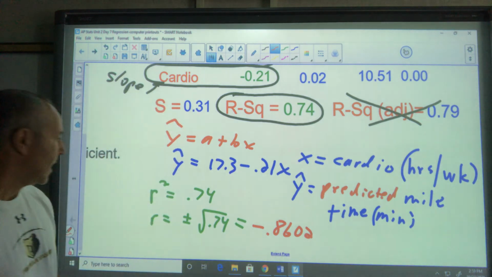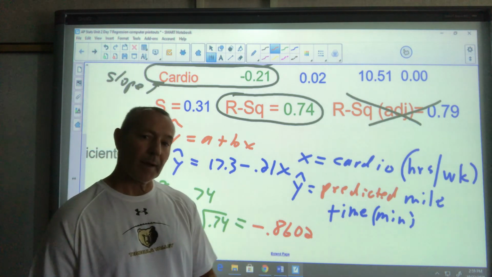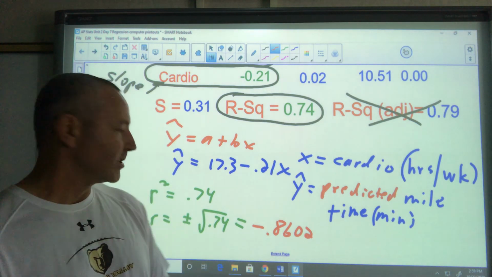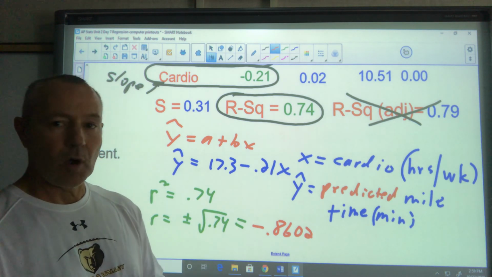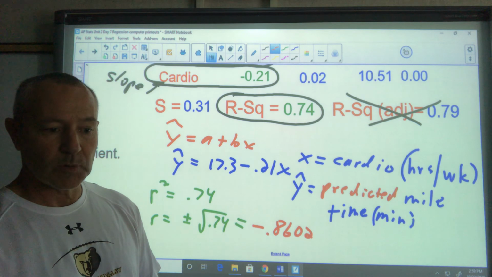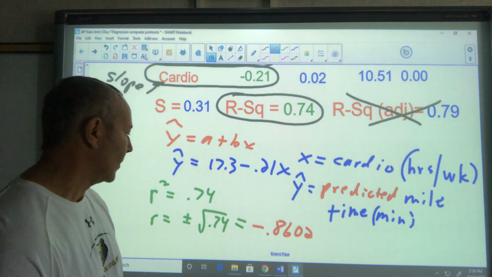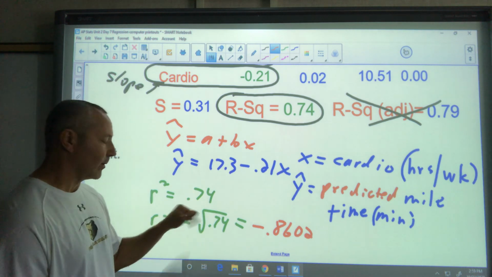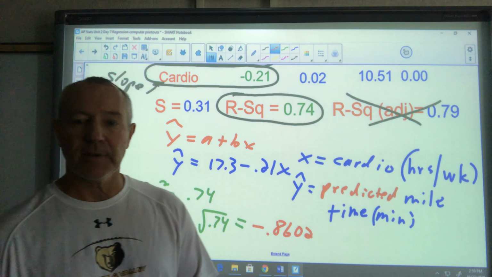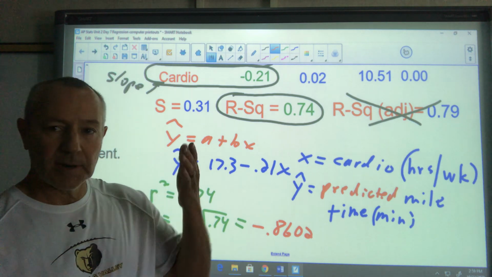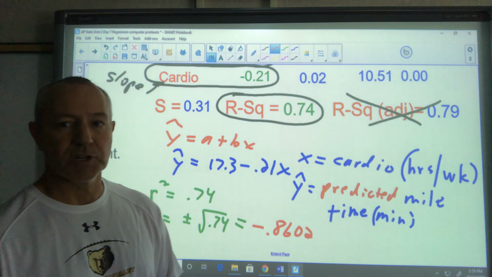Our correlation was 0.86, which is in the strong category. It's negative, so a correlation of negative 0.86 would indicate a strong negative correlation between cardio and mile time. Last one, the coefficient of determination, which is given right here at 0.74, indicates that approximately 74% of the variation in your y, mile time, is explained by the least squares regression line.